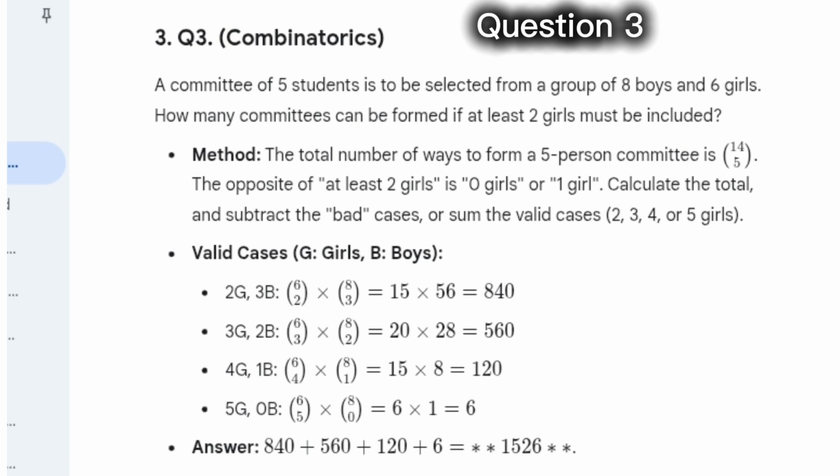Case 2. 3 girls and 2 boys. That is 6 choose 3 multiplied by 8 choose 2. That is 20 times 28, which equals 560.